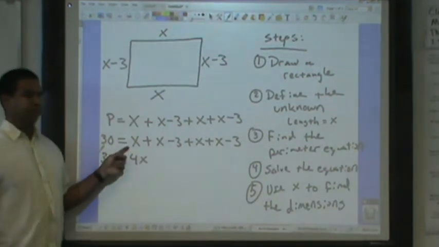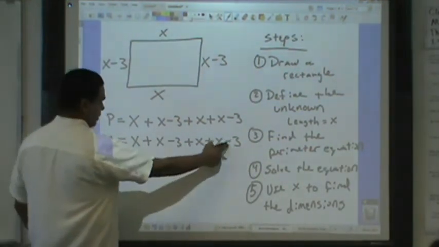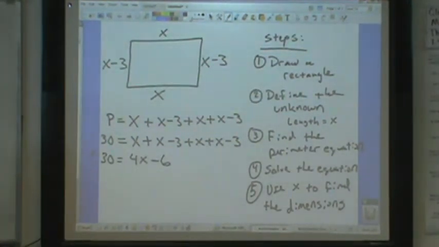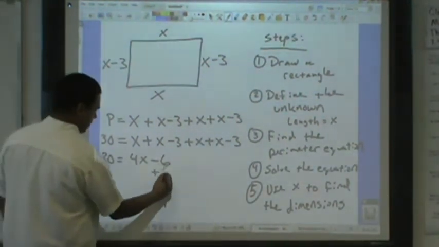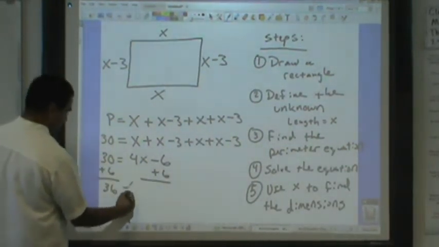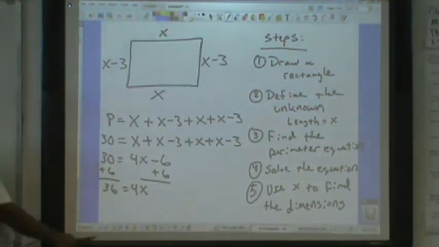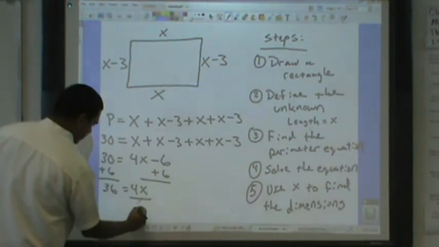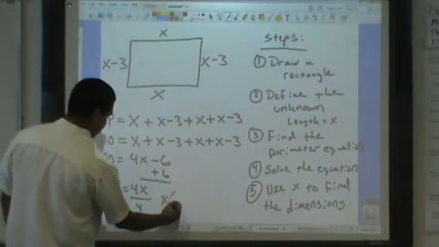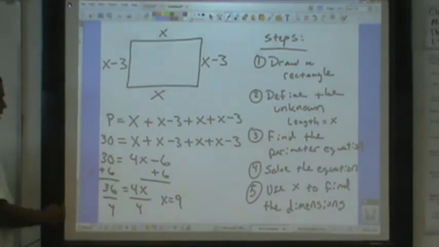Alright, first thing, combine like terms. x, x, x, x, you got 4x. Minus 3, minus 3, minus 3, minus 3 is minus 12. Then we're going to add 12. And what's the last step? Divide by the coefficient of the variable. So x equals 9. How many got x equals 9?